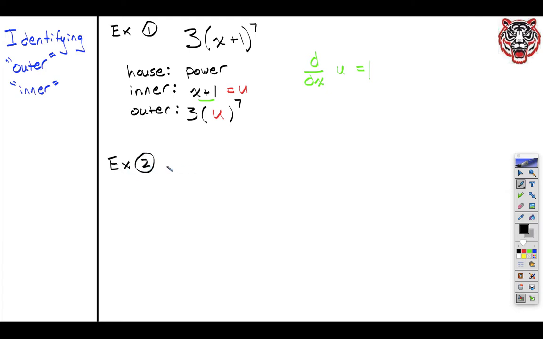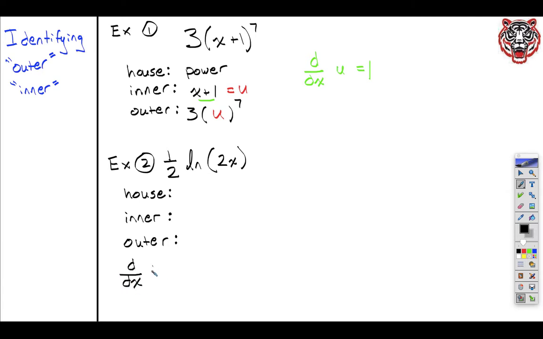So let's do this function: 1/2 natural log of 2x. Okay, first, house. Then what's the inner? Then what's the outer? And then what is dx? What is the derivative with respect to x of u?